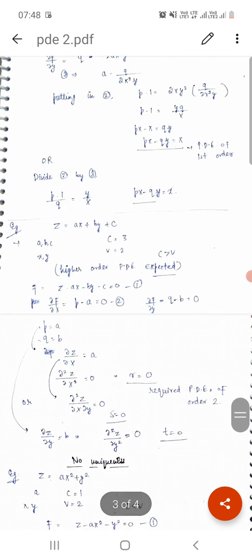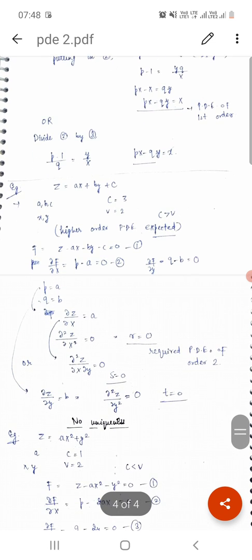In the next example, z equals ax plus by plus c. As we can see, the number of constants is 3 and the number of variables is 2. Since the number of constants present is more than the number of variables, more partial differentiation will be required to eliminate these constants, which is how I remember that the order of the differential equation shall be more than 1. So f equals 0 is the first equation, del f by del x equals 0 is the second equation, and del f by del y equals 0 is the third equation.